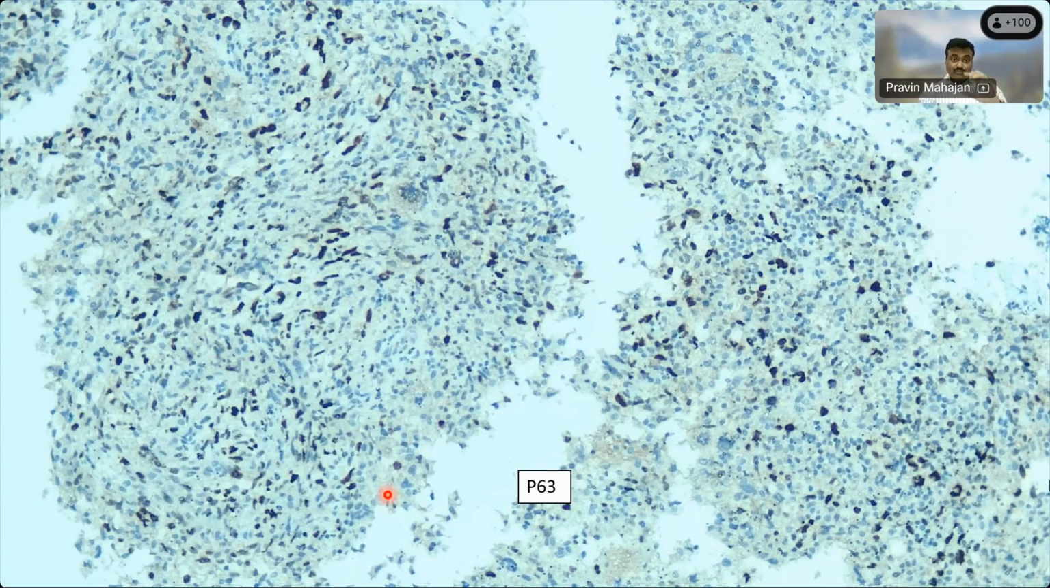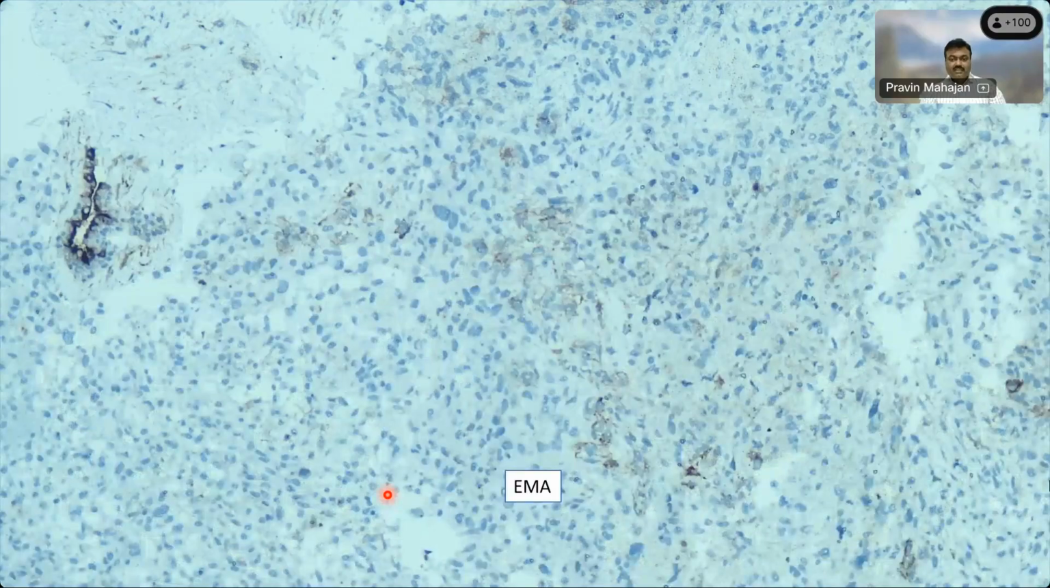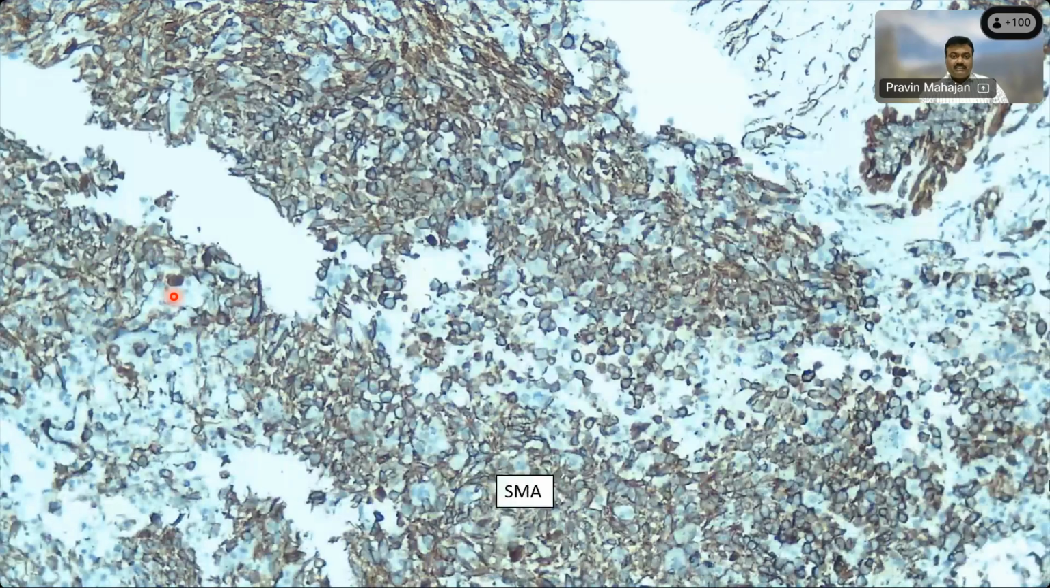I said you do it in a combination, even if one of them is positive in the correct setting, in the correct histology, you can say it is metaplastic carcinoma. So here P63 positivity is tilting me towards making the diagnosis of metaplastic carcinoma. Some EMA positivity here and there, maybe there are some plasma cells also, not very sure, but most of the cells are negative. But SMA is positive.